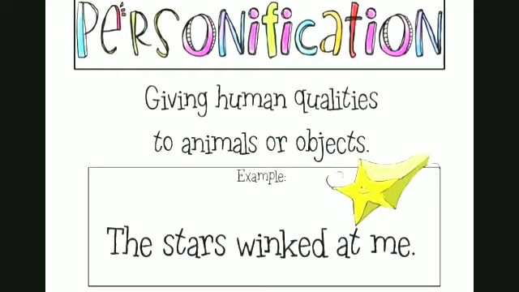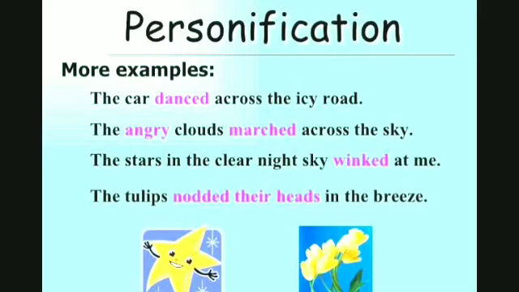Here, the stars winked at me. So the stars do not have eyes. Still, if it is said, stars winked at me, the star is given the qualities of a human being, of having an eye and winking. More examples. The car danced across the icy road. The angry clouds marched across the sky. The stars in the clear night sky winked at me. The tulips nodded their heads in the breeze.